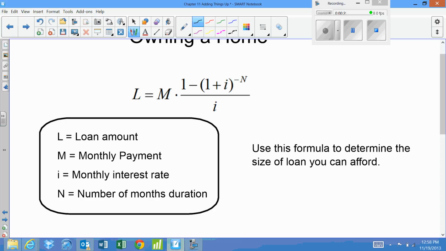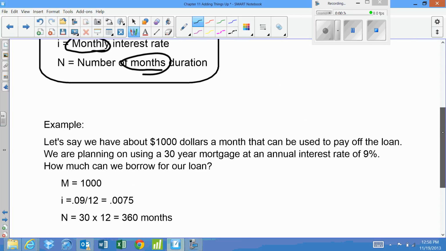So make sure you note that is your monthly interest rate, and n is our number of months. So it's not annual interest rate, it's monthly. So you'll have to make sure you adjust for that.